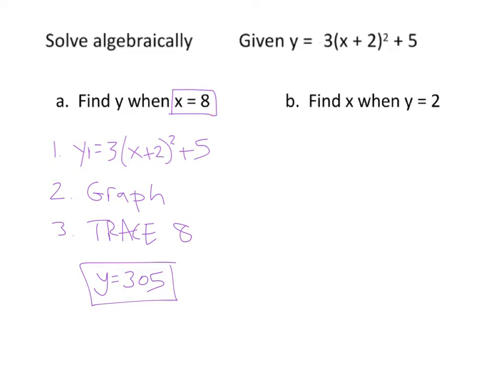Again, we could have done this by putting that 8 in here, doing the math ourselves using the order of operations, but we're allowing you to do this on your graph for two reasons.